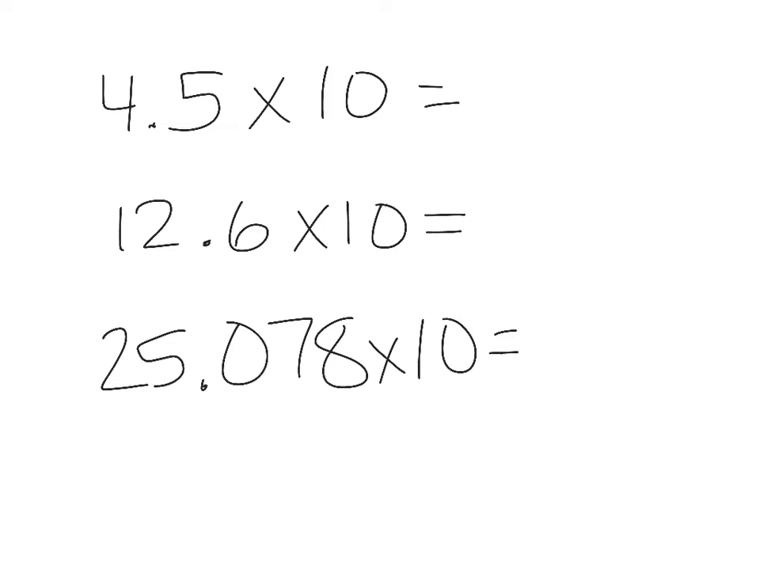In the last example, we saw that when we multiply a number by 10, we move each digit one place to the left. If we were to multiply 4 and 5 tenths times 10, the 4 would move to the tens place, and the 5 would move to the ones place. So 4 and 5 tenths times 10 would be 45.